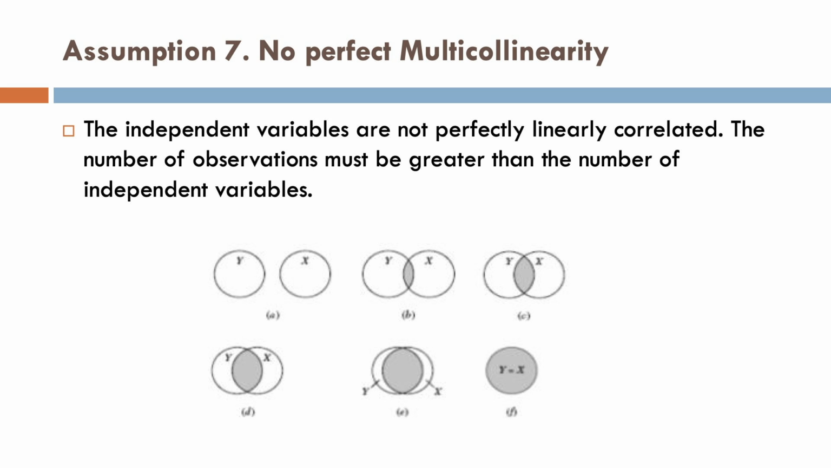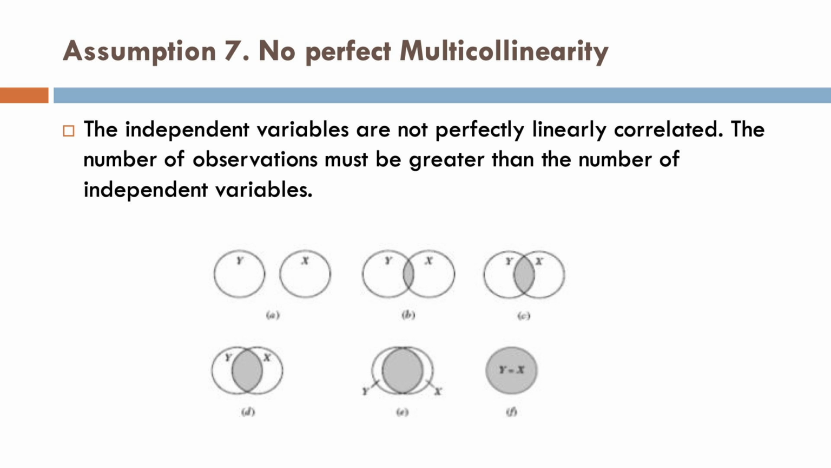Assumption 7, the independent variables are not perfectly linearly correlated. The number of observations must be greater than the number of independent variables. Look at the diagram below. Those diagrams are called Ballentine Venn diagrams, which indicate the correlation between different independent variables. In the first case, two variables are not correlated.